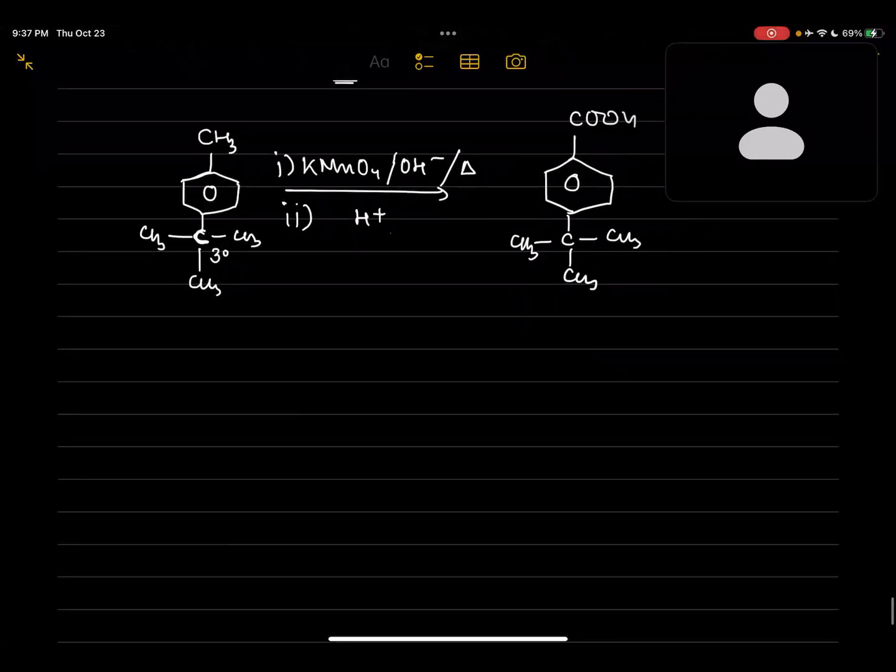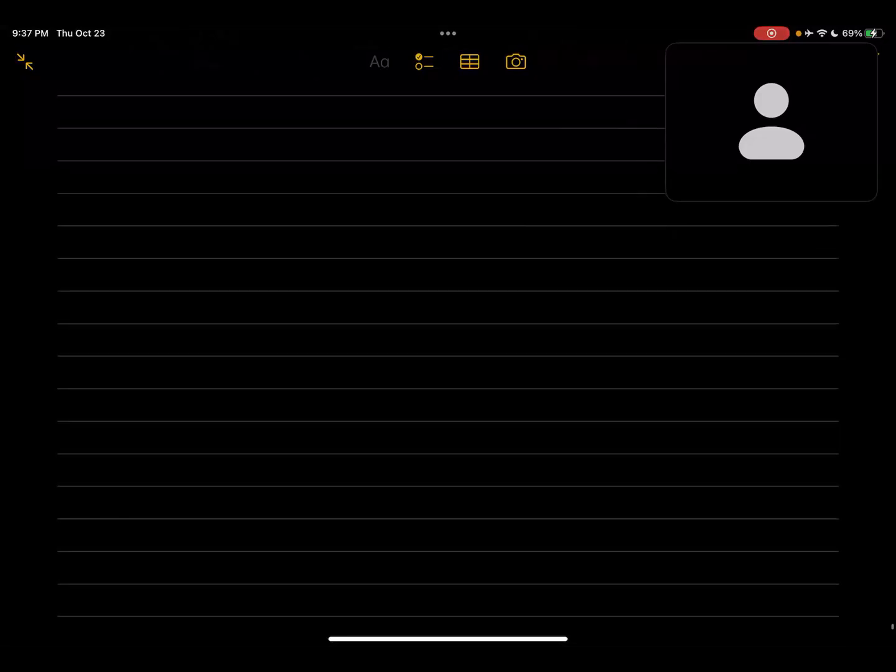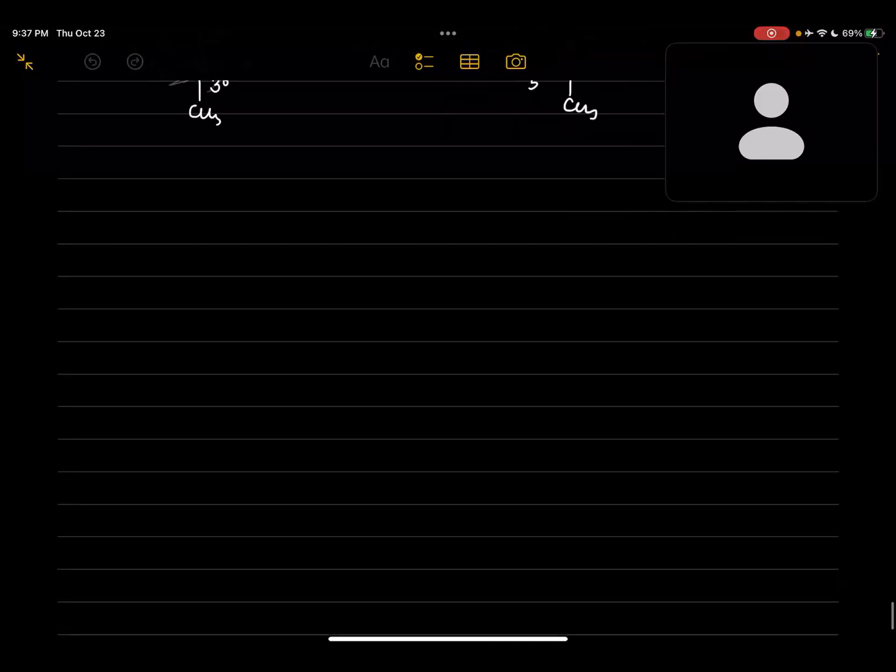And we have seen the oxidation of alkyl side chain. We can prepare carboxylic acid. And the next method we have seen is through Grignard. Okay, we can prepare the carboxylic acid.